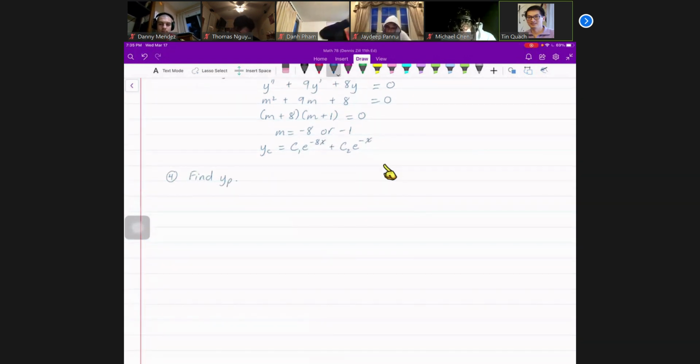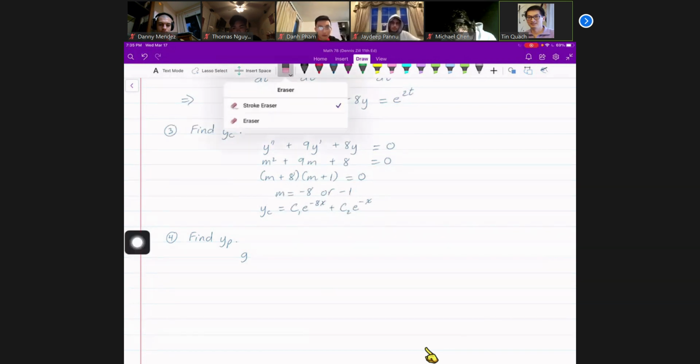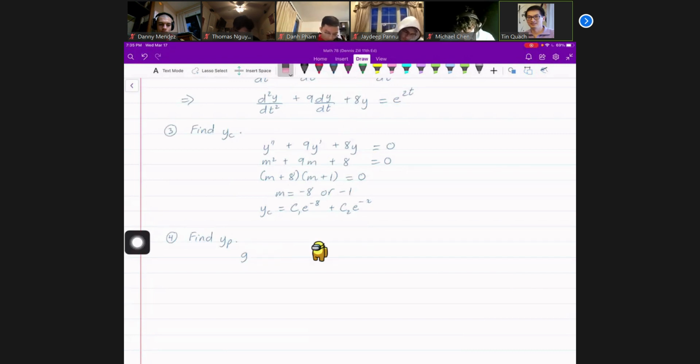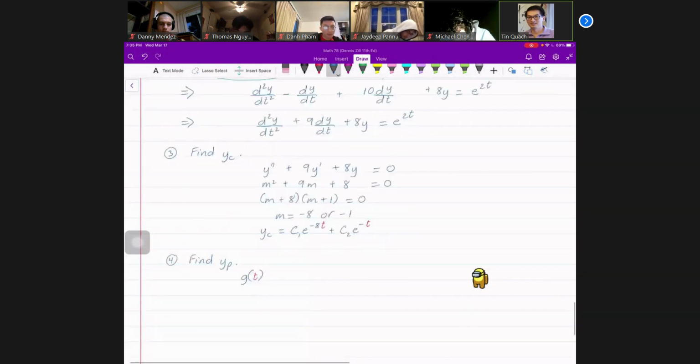So for y sub p, we know g of x is e to the 2, not g of x. In this case, it is supposed to be g of t. No, we shouldn't write x, because this is an equation with respect to t. So it should be t and t here, all right? Please make that correction, t and t. It's better to use red so it stands out. So g of t is e to the 2t.